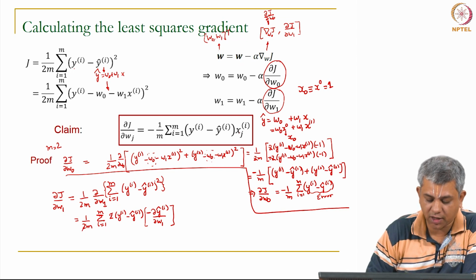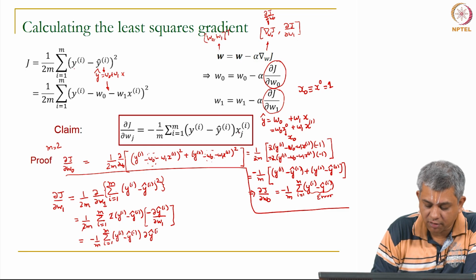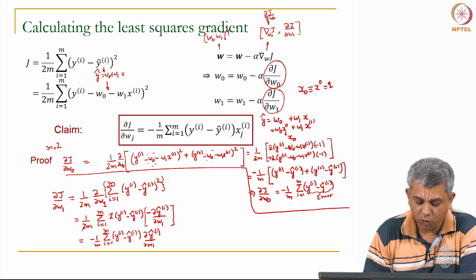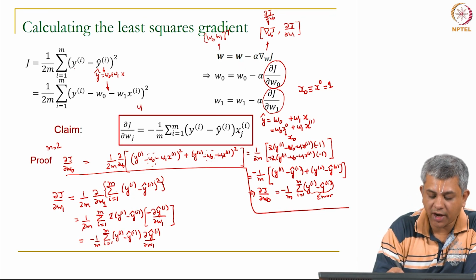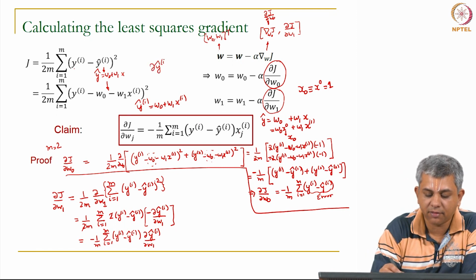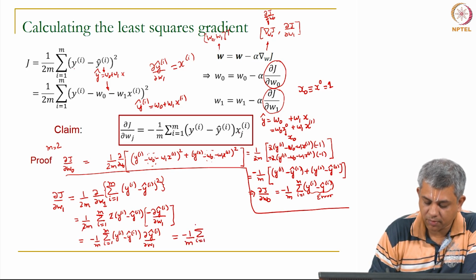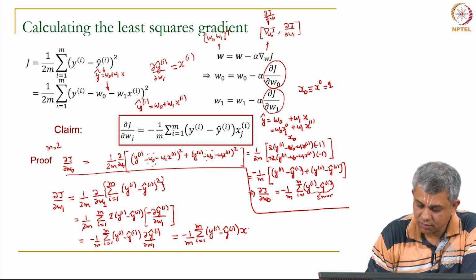So, the 2 and 2 cancel out once again, and we are going to have minus 1 over m sum over i equal to 1 to m of (y i minus y hat i) multiplied by del y hat i by del w 1. Now, what is del y hat i by del w 1? Remember, y hat i is w naught plus w 1 x i, which means del y hat i by del w 1 is simply equal to x i. So, this gives us minus 1 over m sum over i equal to 1 to m of (y i minus y hat i) times x i.